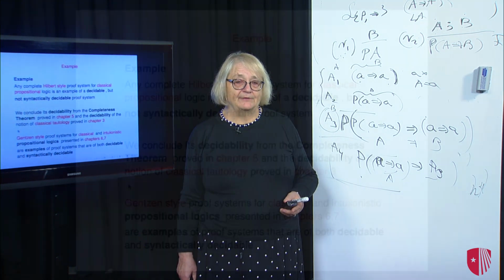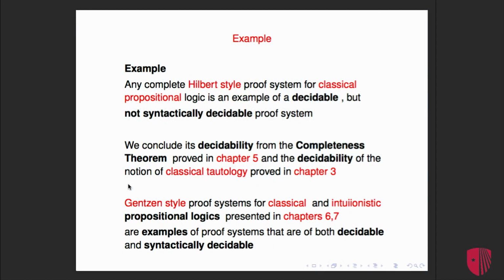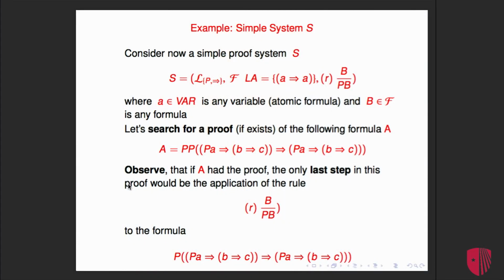Okay, and that is automatic theorem proving. We are going to show, from the completeness theorem proved in chapter 5 and the decidability of the notion of classical tautology we prove in chapter 3, and Gentzen proof systems for classical and intuitionistic propositional logic we present in chapter 7. And now we have different simple proof systems.